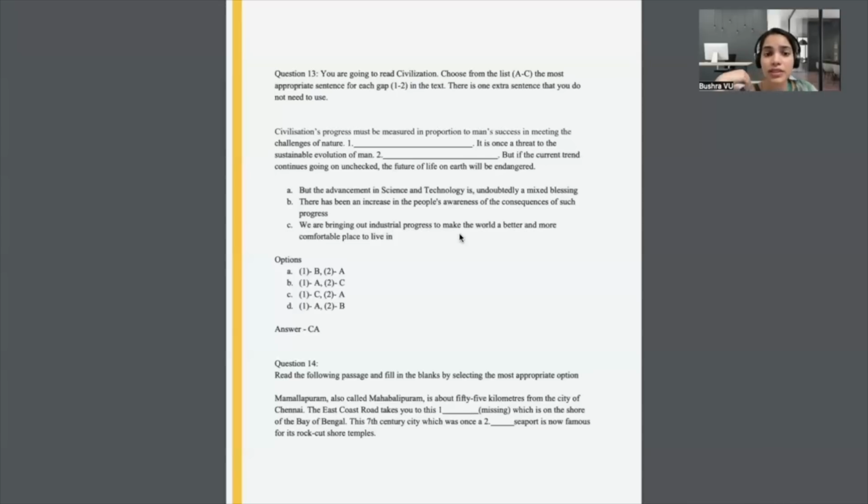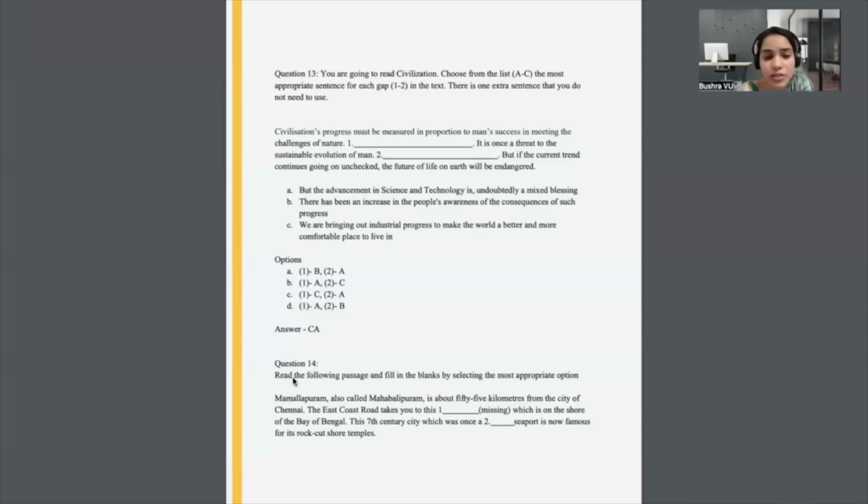So here, this is what it is talking about. It was a threat, right? It's talking about threat. Here, it's talking about success. So if you look closely, this is the sentence that is talking about the paradox, the differences, right? But the advancement in science and technology is undoubtedly a mixed blessing. Mixed blessing as in it has problems also attached to it. That's what it's talking about. So the correct option here is CA, which is option C.